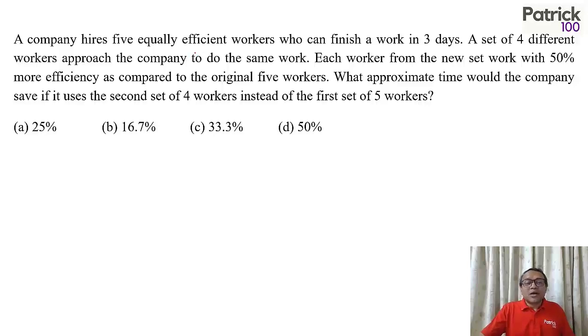A company hires 5 equally efficient workers. So that means you had 5 workers over there. Now new workers have joined, which is 4 workers. But each is 50% more efficient. That means they do 1.5 times the amount of work. So if the initial workers did 5 work, the new workers did 6 work. So the amount of work done by old and new is 5:6.